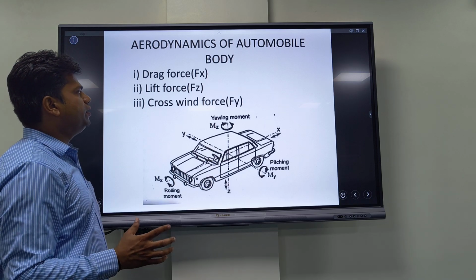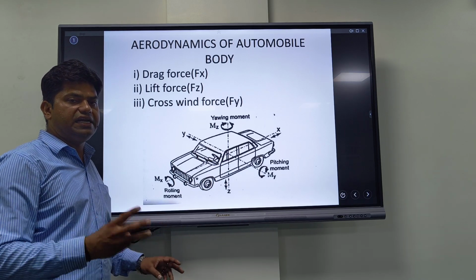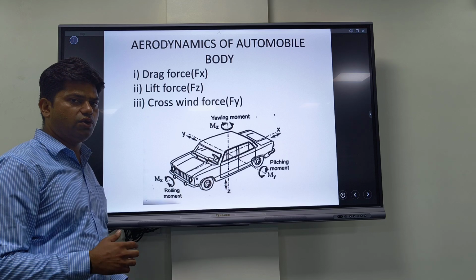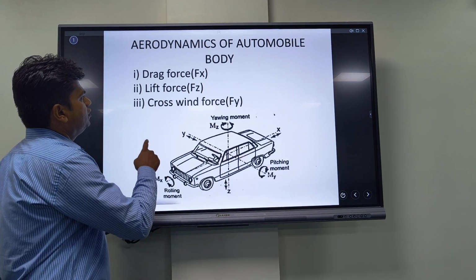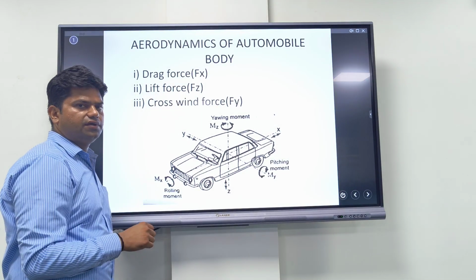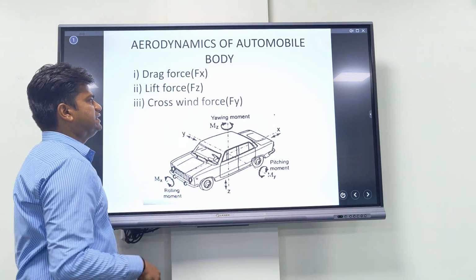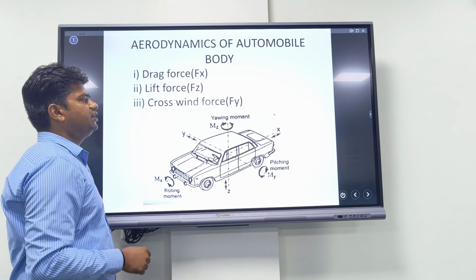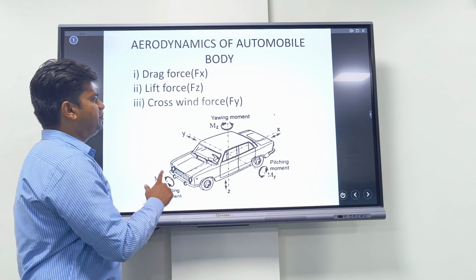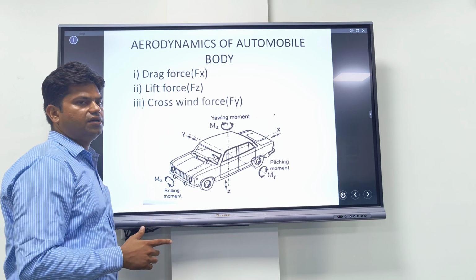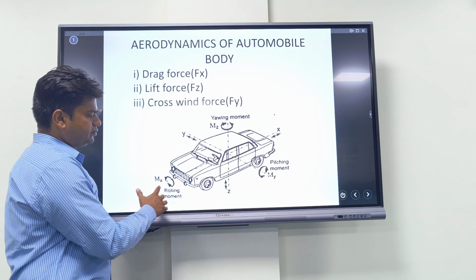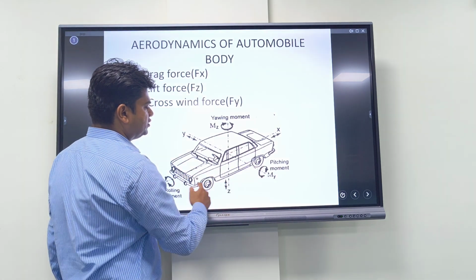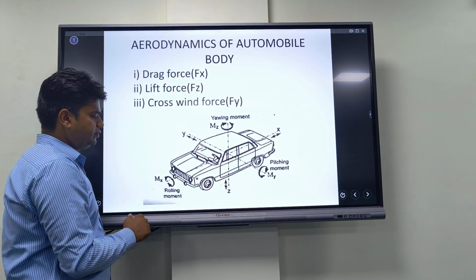Aerodynamics of automobile body. There are three different forces which are applied on the car when we run on a highway. First one is drag force denoted by Fx. Second one is lift force denoted by Fz. And third one is cross wind force denoted by Fy. So these are the different forces applied on a car body.